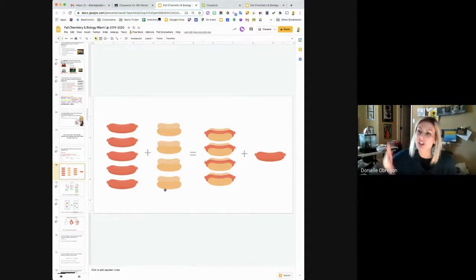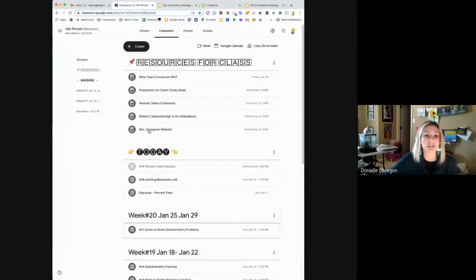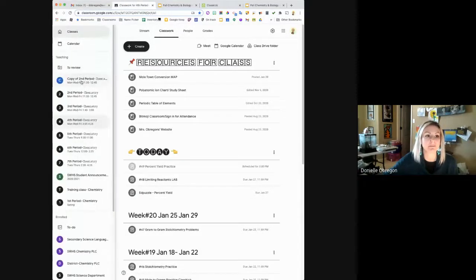In other words, I don't have enough buns to make another complete hot dog, right? I have enough weenies, but not enough buns. So my hot dog buns are my limiting reactant. Make sense, guys? So that's just visually, just to give you an idea of how to see those limiting reactants or reagents.